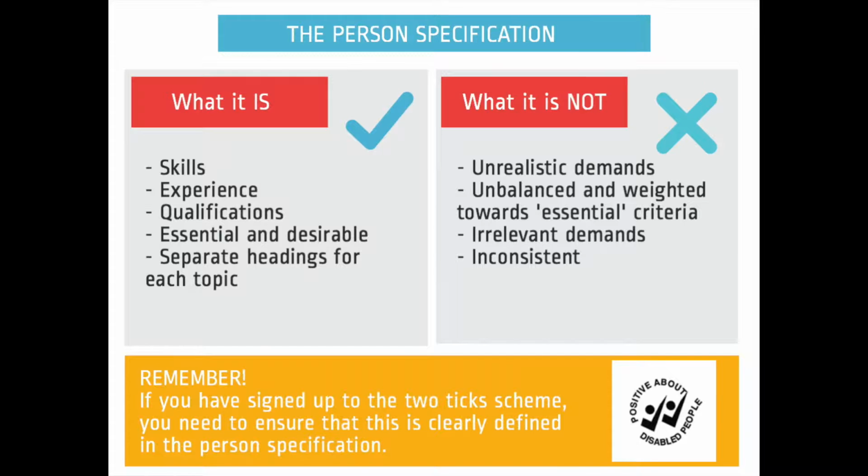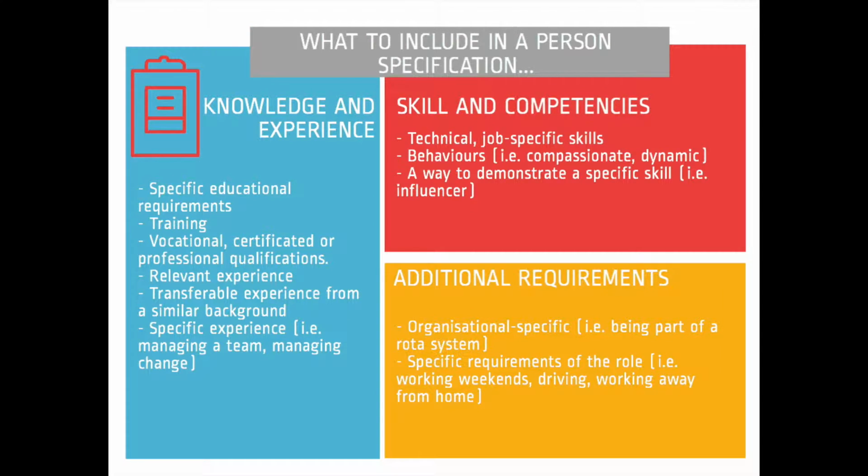For instance, if the role is an office-based job, do they really need to have a driving licence? A person specification is usually defined by 3 sections: knowledge and experience, skills and competencies, and any additional requirements.